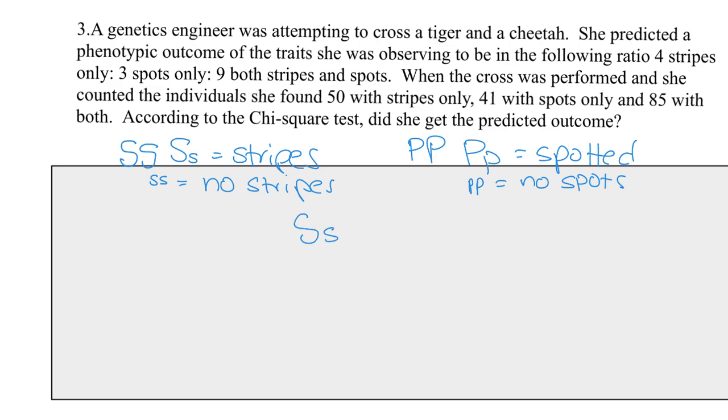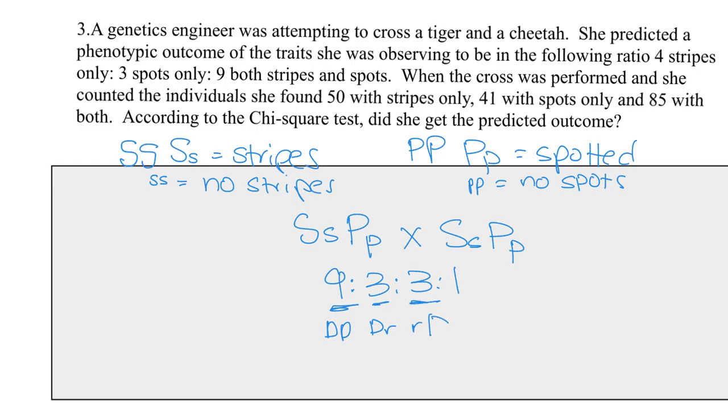So we're basically going to do this cross, and you don't actually have to do the cross, because if you remember in class, we talked about how anytime you have this type of cross, you're going to get a 9:3:3:1 ratio. Where this one is dominant, dominant, this would be dominant, recessive, this would be recessive, dominant, and this would be recessive, recessive. So in this case, we would be looking at both, so they'd have stripes and spots. Here we would be looking at stripes only. This one would be spots only.